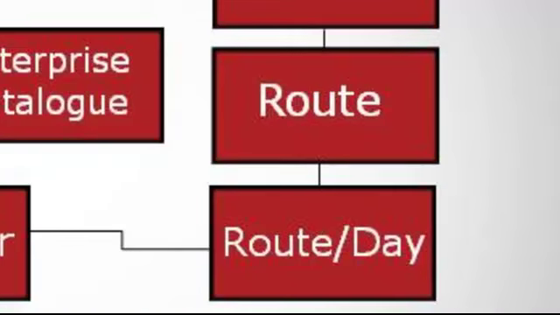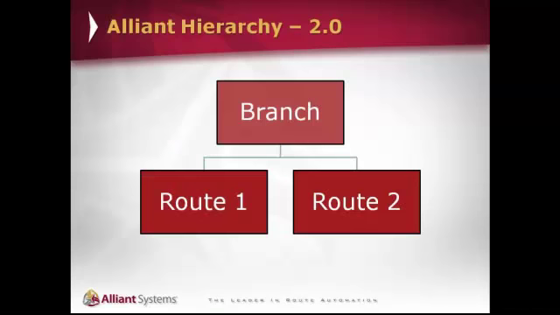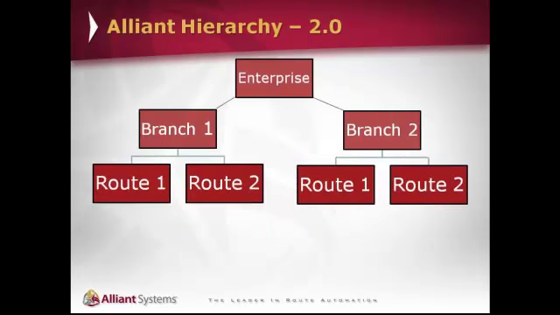Routes are set up at the branch level. Each branch can have an unlimited number of routes. If you have a single branch, your hierarchy may look like this. If you have multiple branches, your hierarchy may look like this.